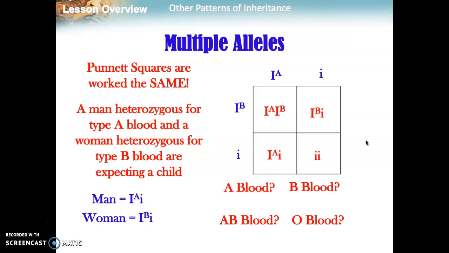Okay, so we go through our square. The first one there, as I mentioned, bottom left corner is going to be A. We look at the top right corner, that's going to be B. 1 out of 4 is 25%. Top left corner gives me AB blood, 25%, and the bottom right gives me 25% for O. Okay, and that is how you work your multiple alleles.